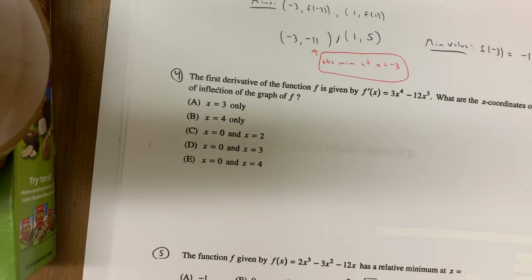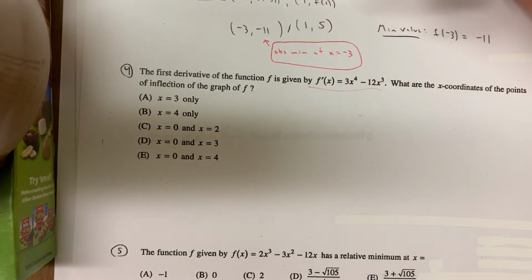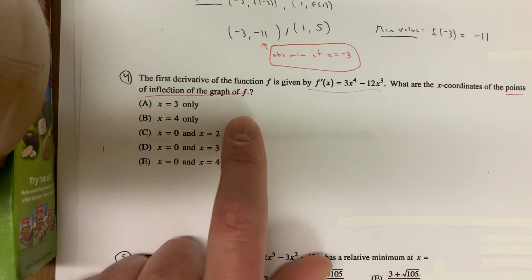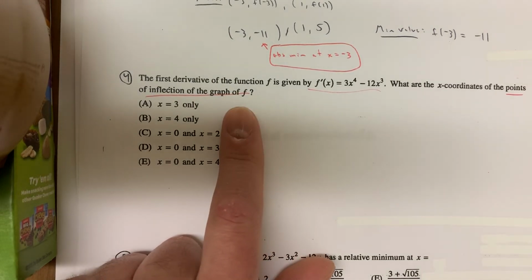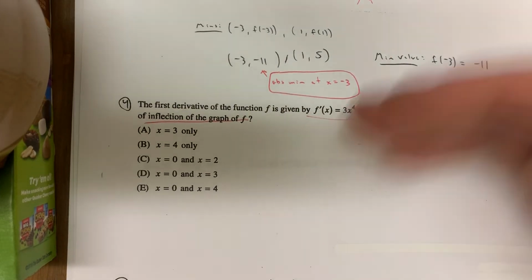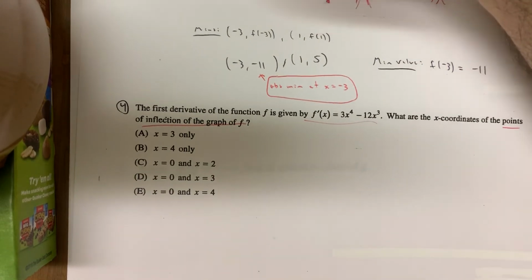Take a look at number 4, last problem here. The first derivative of a function f is given by this guy right here. We want to know the x-coordinates of all points of inflection of the graph of f. And it's important they said of the graph of f. Technically, you could find points of inflection of the graph of f prime. You just take the second derivative of f prime, which would be f triple prime. They don't really ask stuff like that, but technically they could.